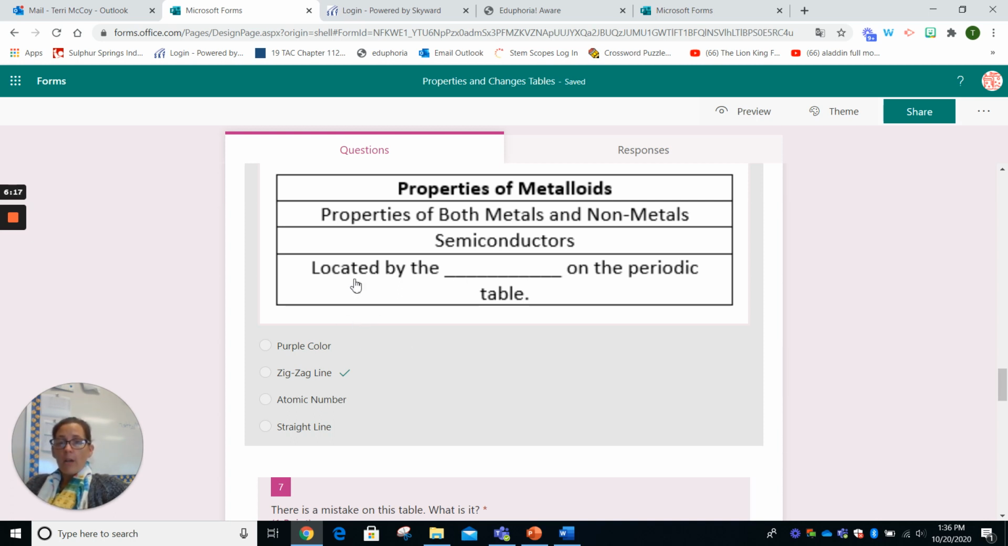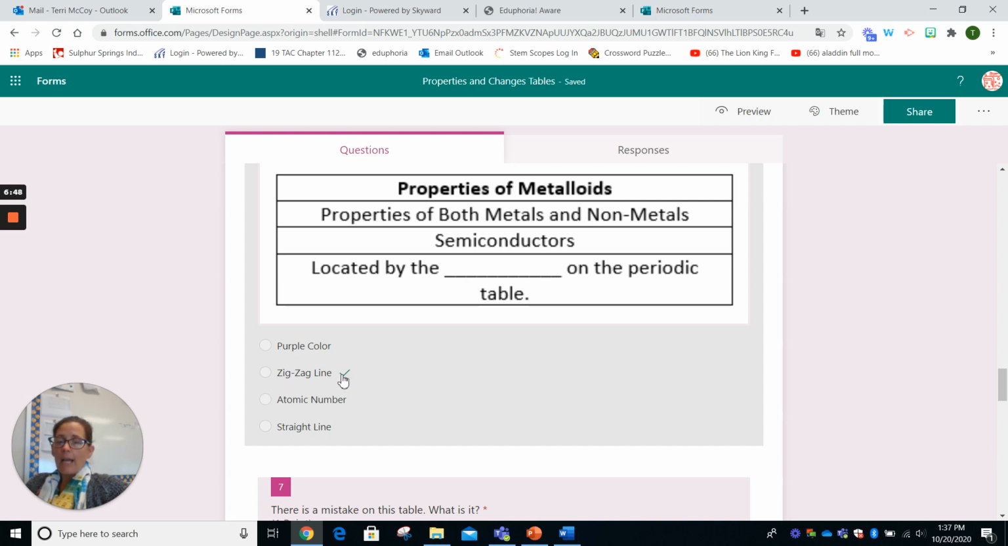So, are they located by the purple color on the periodic table? No, they're not located by the purple color. Periodic tables can have any different color combination they want on them. It's not a specific color for any of them, metals, nonmetals, or metalloids. When we colored ours and talked about ours, we did it the same color that's in the book. There's our green, blue, and yellow. But different periodic tables have different colors, so it can't be located by a color, right?